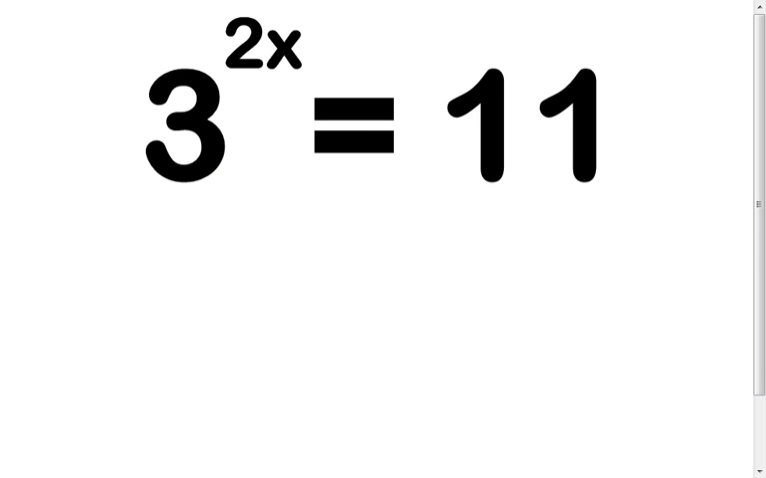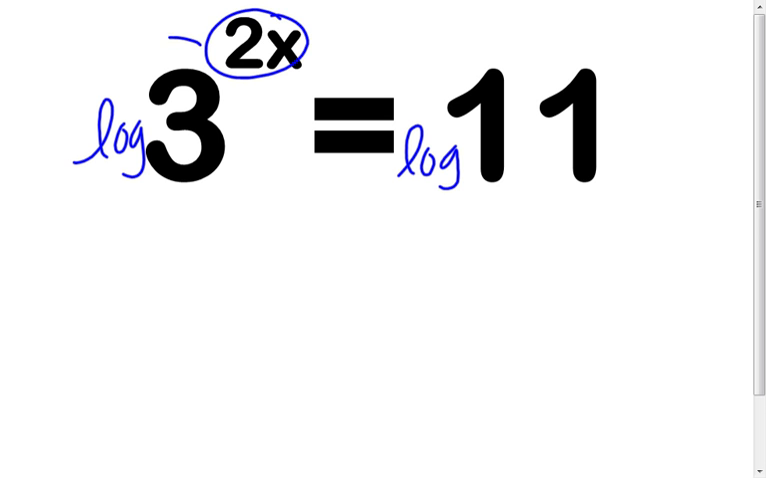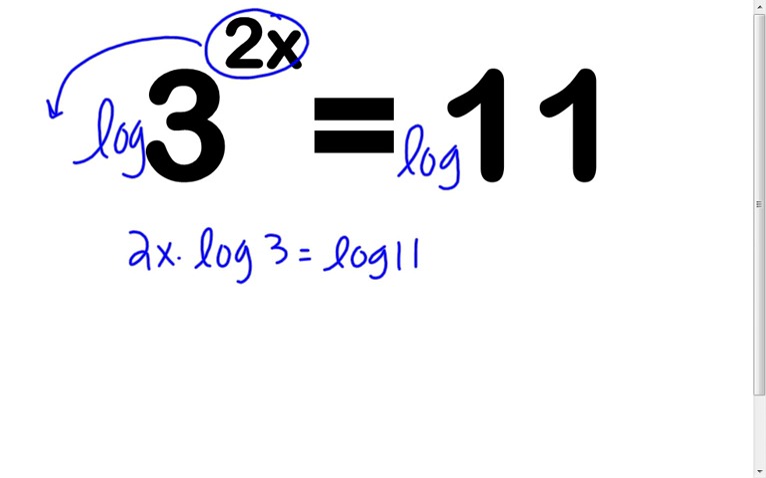Okay, similarly, I have two things. I cannot get them in common bases, so I am going to take the log of both sides now. So I will take log of that, and I will take log of this. Of course, I can take this 2x and bring it out in front. So I have 2x times the log of 3 equals the log of 11. Divide by log 3.